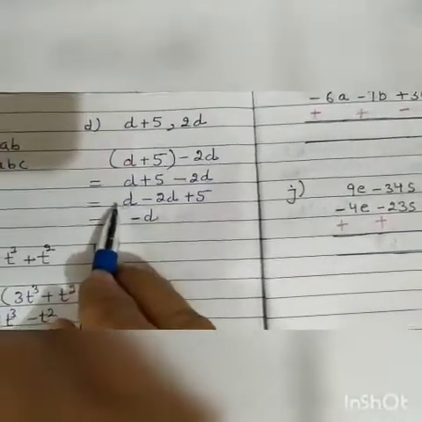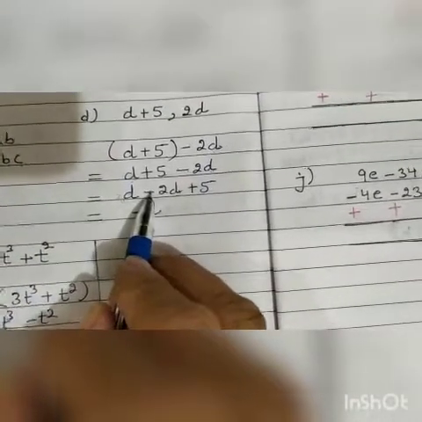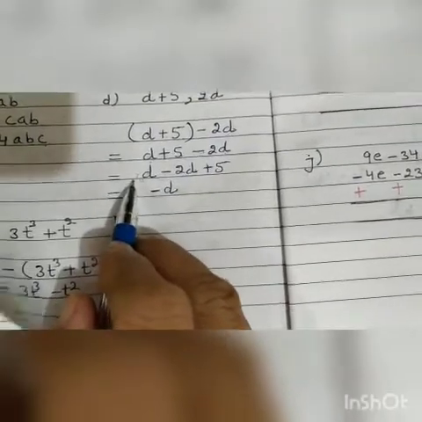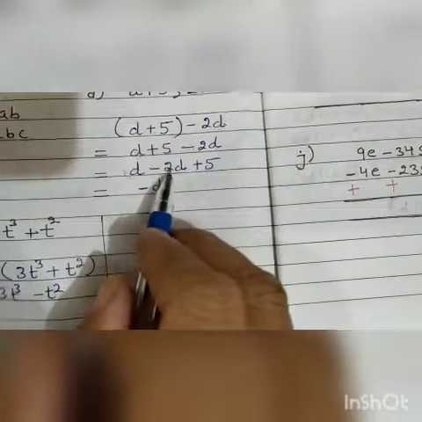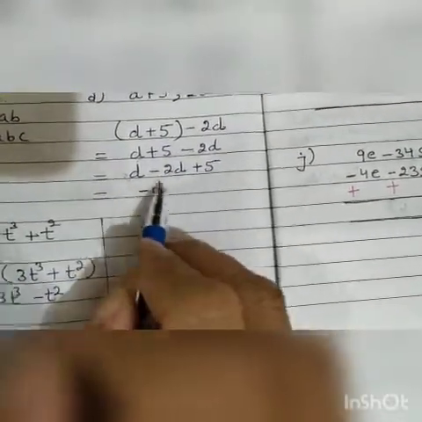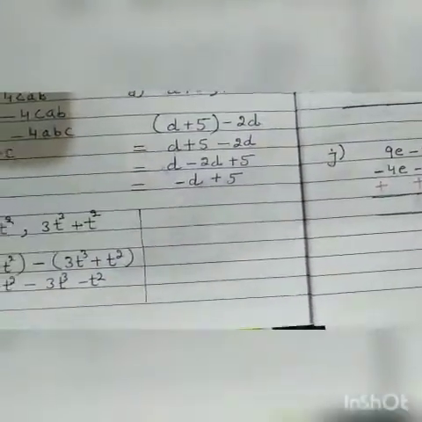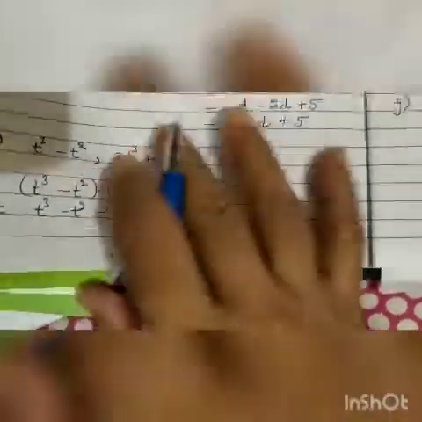These two terms are with opposite sign, plus and minus. And you know, when two terms are with opposite sign, we subtract the smaller one from the larger one. So we get minus 1D plus 5.